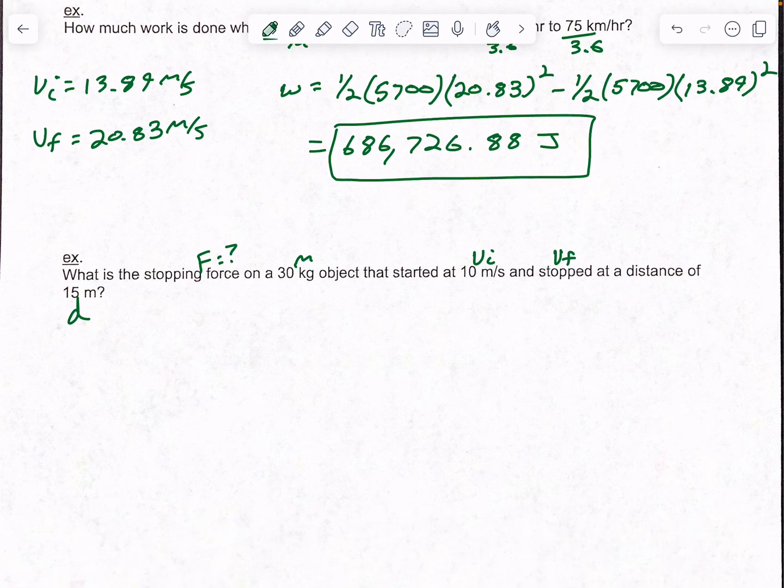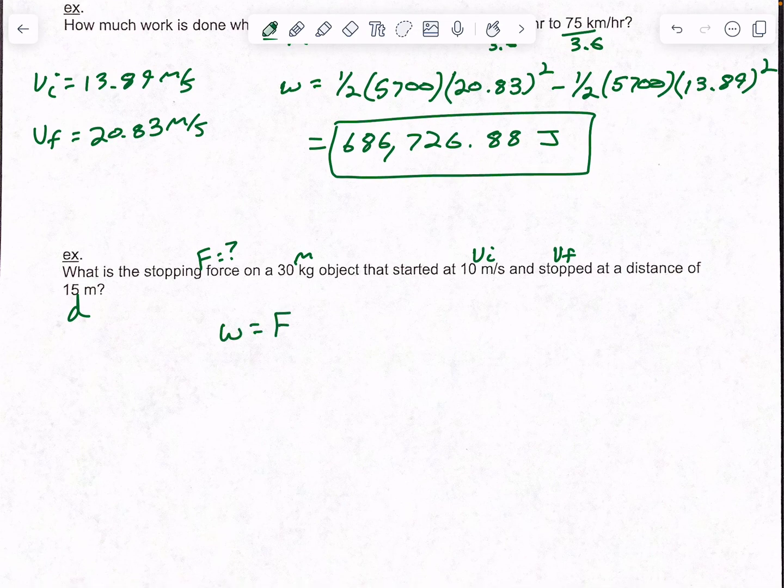Now, there's a couple ways you could do this, and you can pick whichever you want. You have enough to use the kinematic equations, then solve for A, and then do the whole F equals MA thing. You can do that if you want to. But I'm just going to keep going the way we're going. Remember, work equals change in kinetic energy. Well, remember, work equals force times distance. So we can take that force times distance and set it equal to 1/2 mv final squared minus 1/2 mv initial squared.